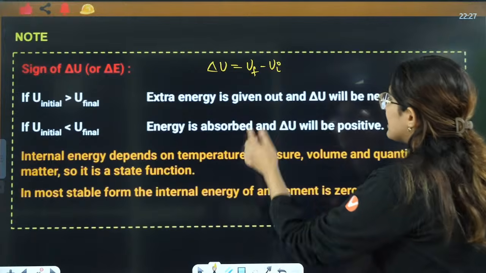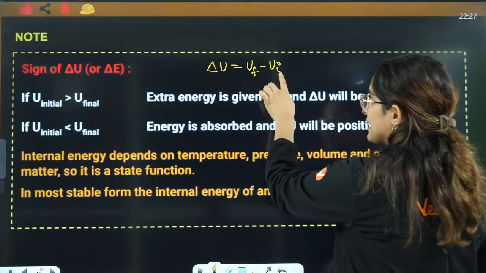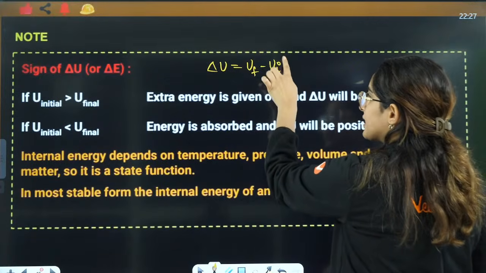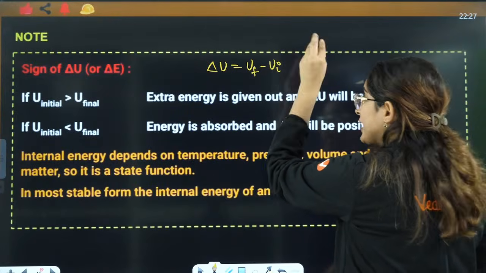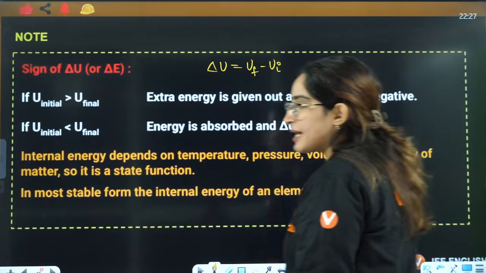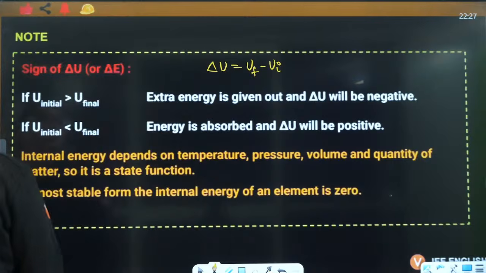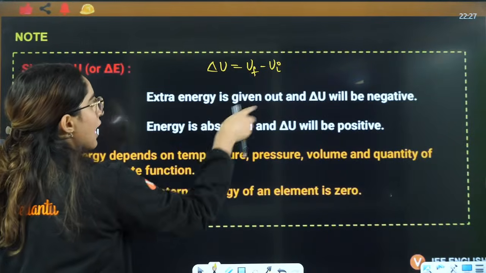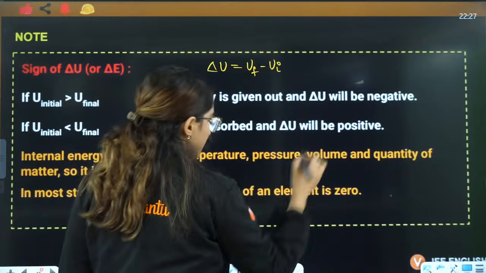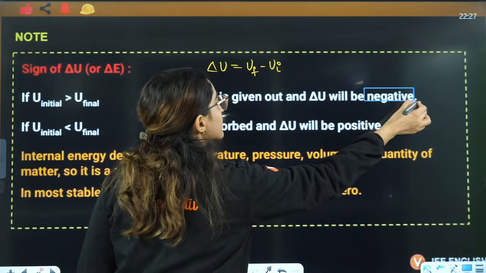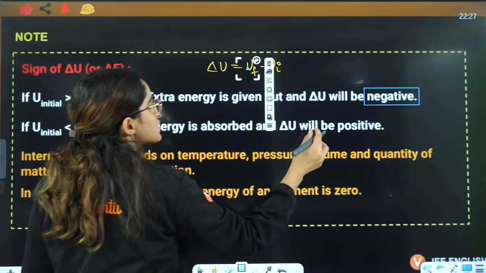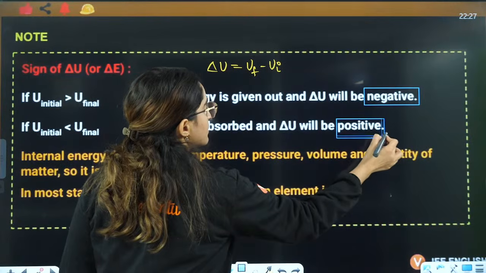If I say that U initial is greater than U final, then guys, what will happen? Everybody tell me. If U initial is bigger, definitely delta U will be a negative value. And if U final is bigger, it will be a positive value, right?